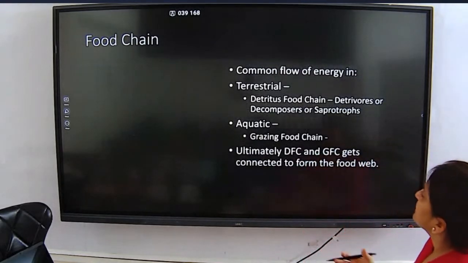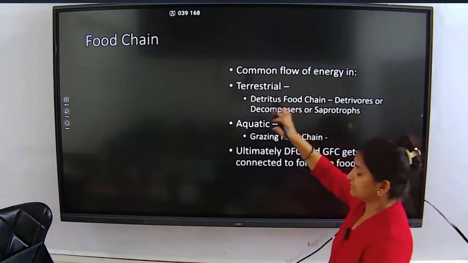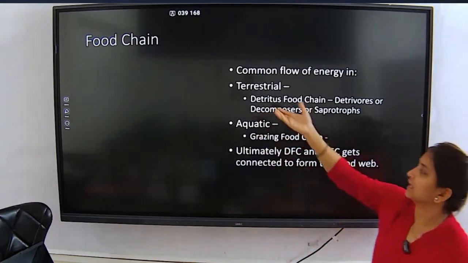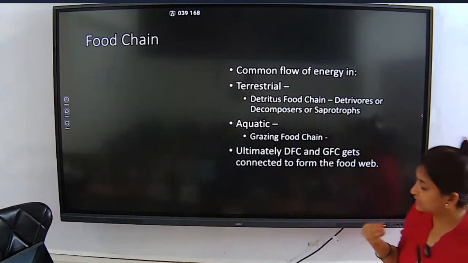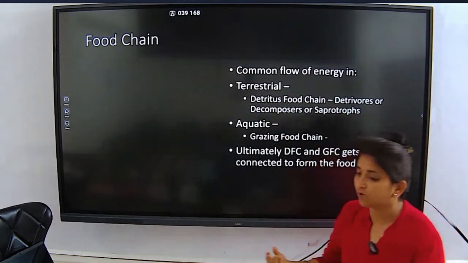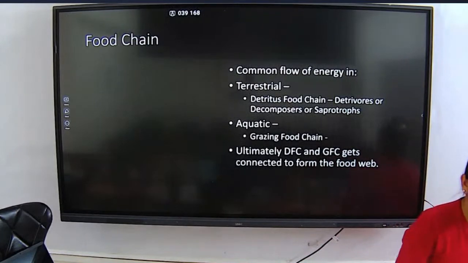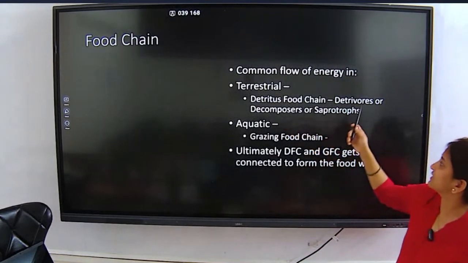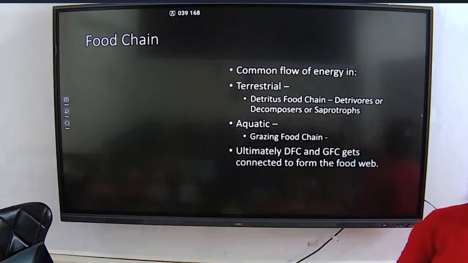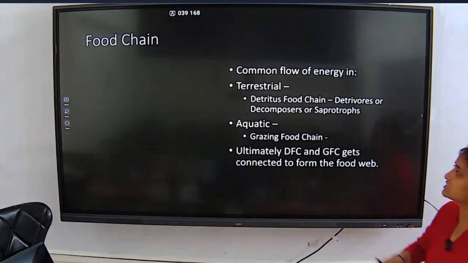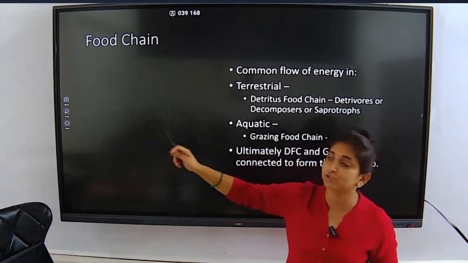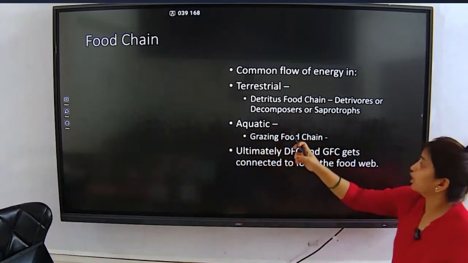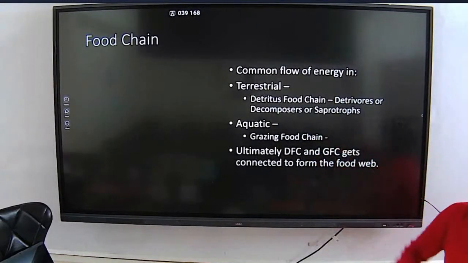In the food chain there is a common flow of energy. In terms of the terrestrial ecosystem, the common flow of energy mostly occurs in the detritus food chain. So in the terrestrial ecosystem, what you commonly find is the detritus food chain. The detritus food chain begins with a detritivore, somebody who feeds on dead and decomposing organisms. So in the terrestrial ecosystem, the baseline of our food chain will be a detritivore, a saprotroph, or a decomposer. They are all the same thing.